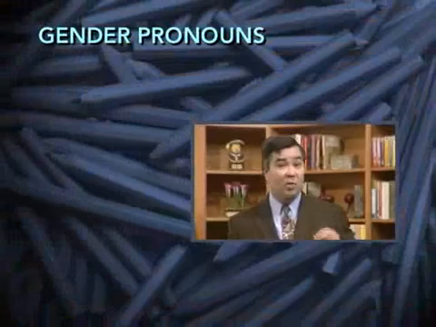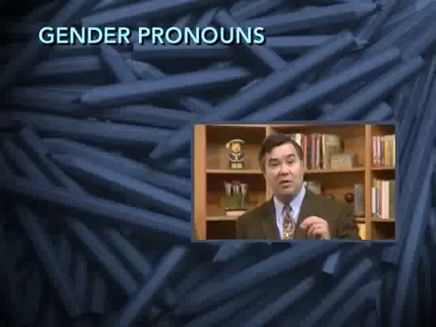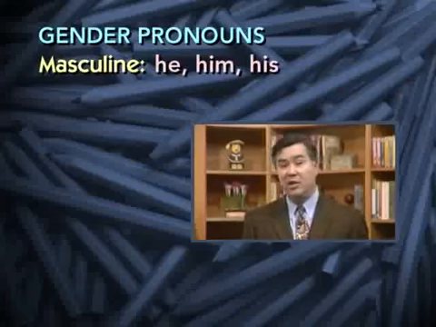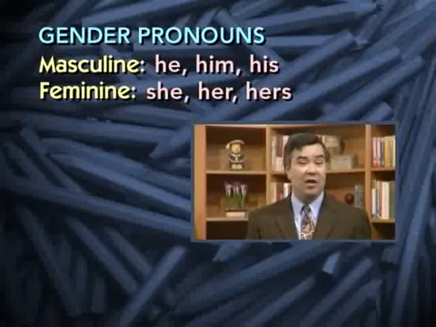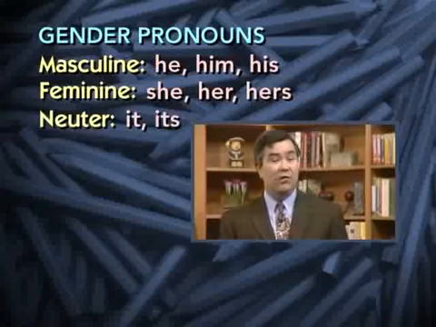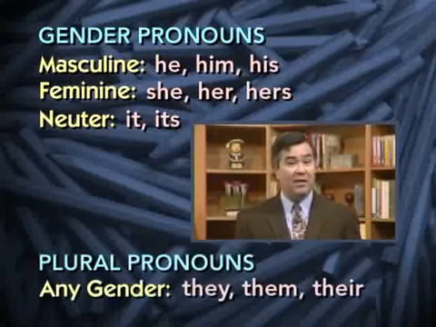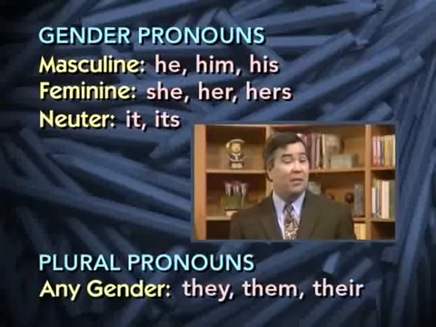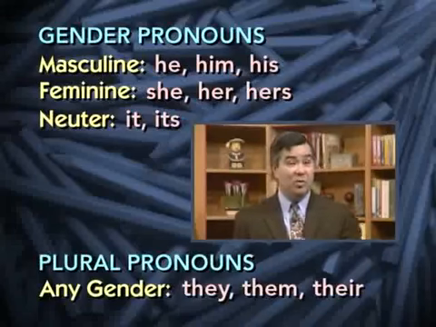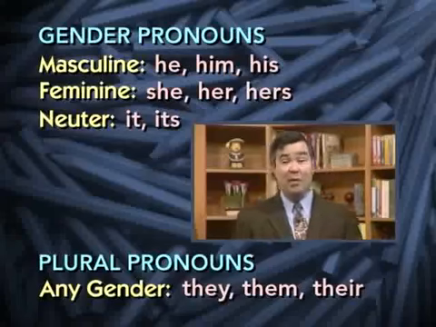However, when you're dealing with human beings, and in some cases with animals, you do need to be aware of gender and use masculine or feminine appropriately. The pronouns he, him, and his are masculine. The pronouns she, her, and hers are feminine. The neuter pronouns are it and its, and these are used for antecedents that are neither masculine nor feminine. Notice that the plural pronouns they, them, and their can be used for antecedents of any gender, masculine, feminine, or neuter. So once you move from singular to plural, everything becomes very simple. You don't have to worry about gender anymore.